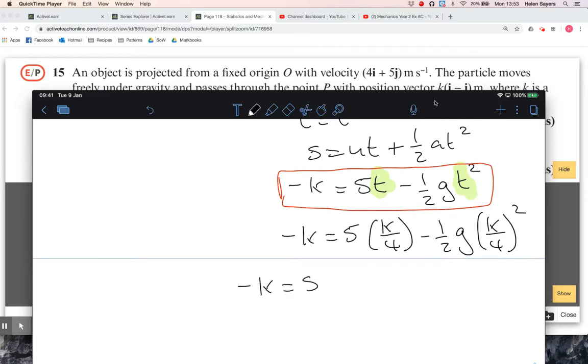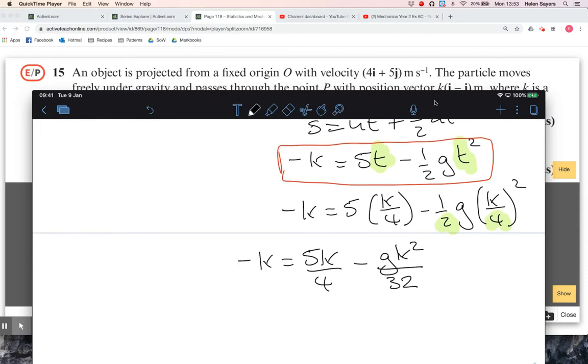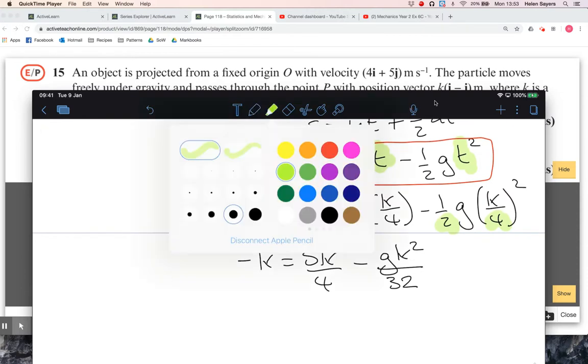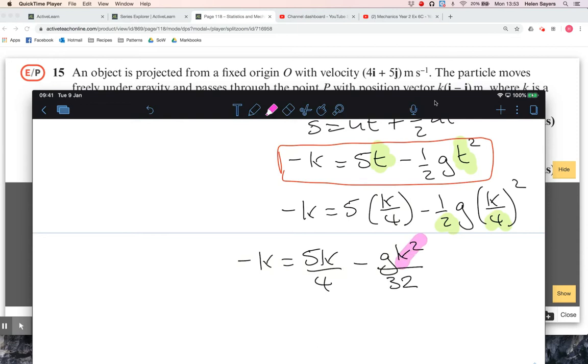So minus k, if I multiply the first set of brackets, I get that. And then the second set of brackets, in the numerator, I'm going to have the g and k being squared. I'm going to square that 4, that's inside the brackets. So that's going to become over 16. But then I've also got that half there. So overall, that will be over 32. So as I said, it looks a bit nasty, but actually it's just a quadratic in k. There's my k squared, there's my k, and there is no constant because that's also a term in k.